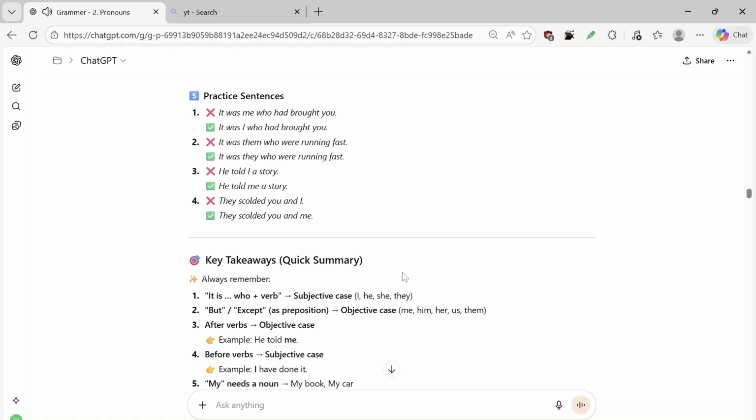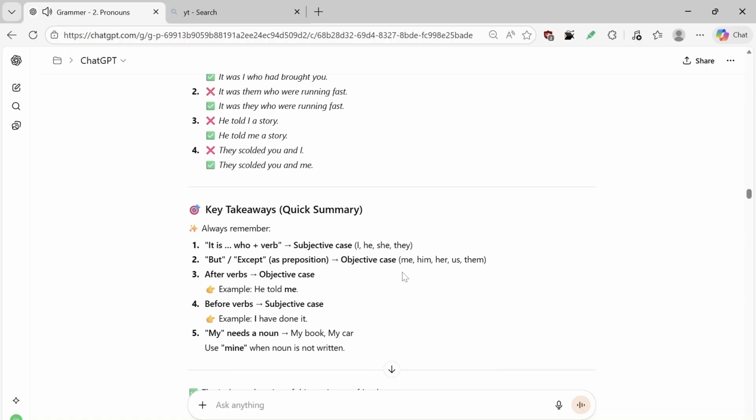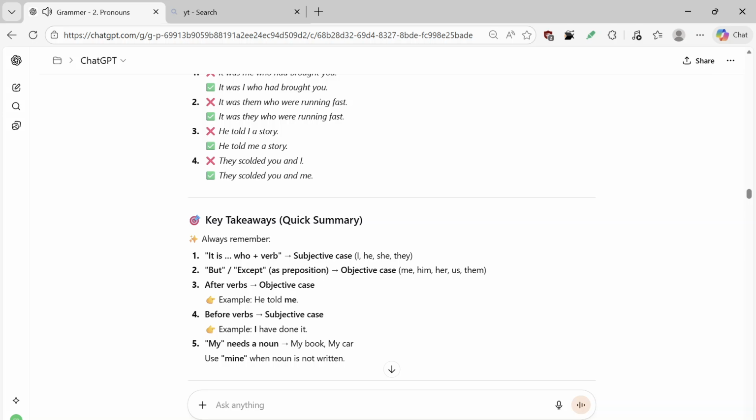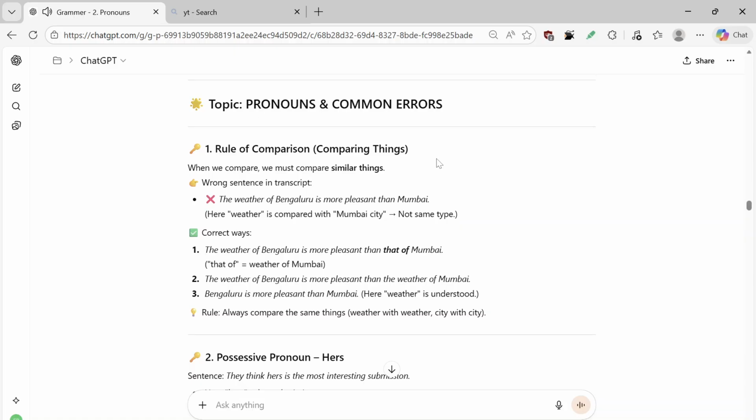Key takeaways. Always remember: one, "it is who" plus a verb takes the subjective case: I, he, she, they. Two, "but" or "except" as a preposition takes the objective case: me, him, her, us, them. Three, after verbs, use the objective case. Example: "He told me." Four, before verbs, use the subjective case. Example: "I have done it." Five, "my" needs a noun: my book, my car. Use "mine" when the noun is not written. That's the explainer-friendly way, with examples, emojis and a summary, so that you can really understand it deeply.